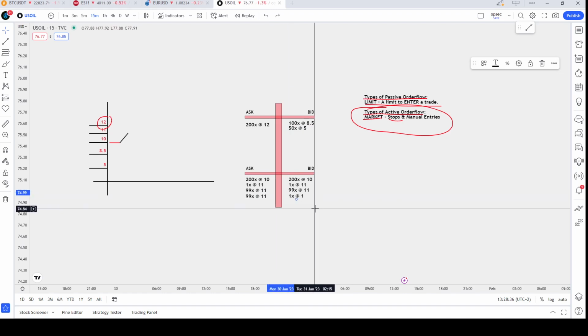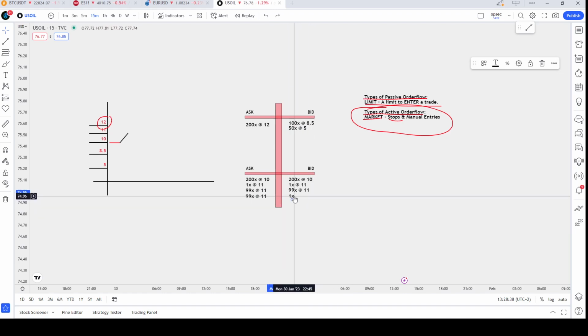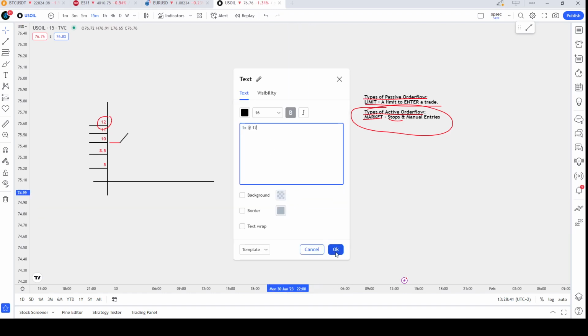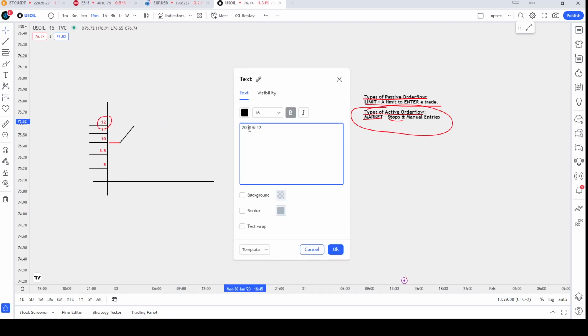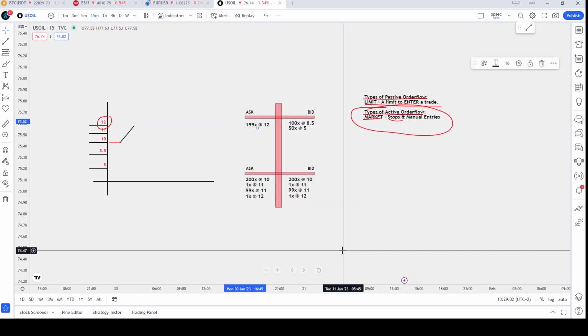then it's going to sell that to us at 12 because that is the nearest seller. The nearest seller is now at 12. So now from here, price has moved all the way up to 12. With one contract, well, with 100 contracts overall. Okay, and now this turns into 199.